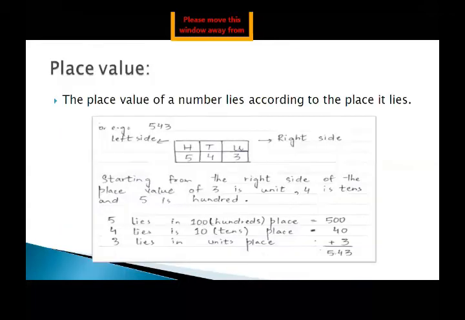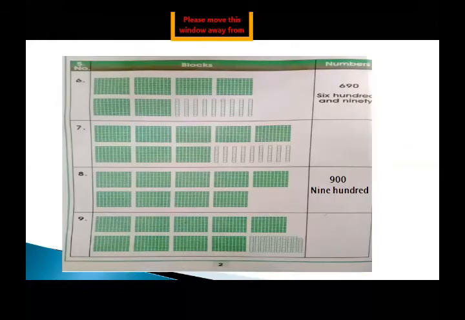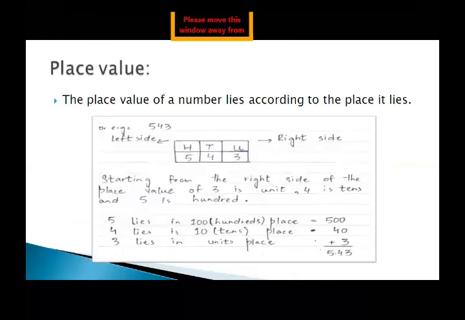Now we are moving towards our next topic, place value. Students, what is place value? The place value of a number lies according to the place it lies. Okay, what do you understand from this statement? Here you see the number is 543. First of all, how to find place value? You will understand by looking at this.